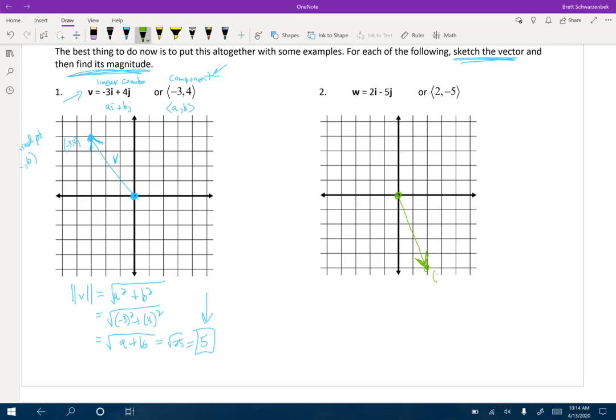So 2, negative 5. So this would be our vector w. Pretty straightforward, right? That's it, just a very simple vector, but we have to find its magnitude. So the magnitude is going to be the square root of 2 squared, our a, plus our negative 5 squared. If we do that, we're going to get the square root of 4 plus 25, which is going to be equal to root 29, which is going to be our magnitude, or in layman's terms, the length of our vector.